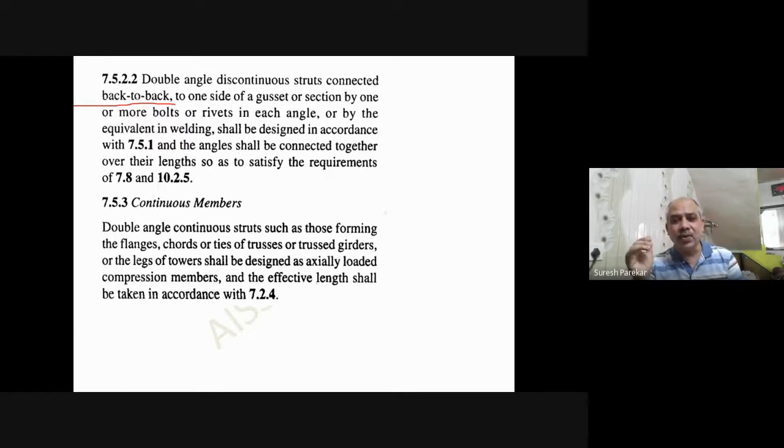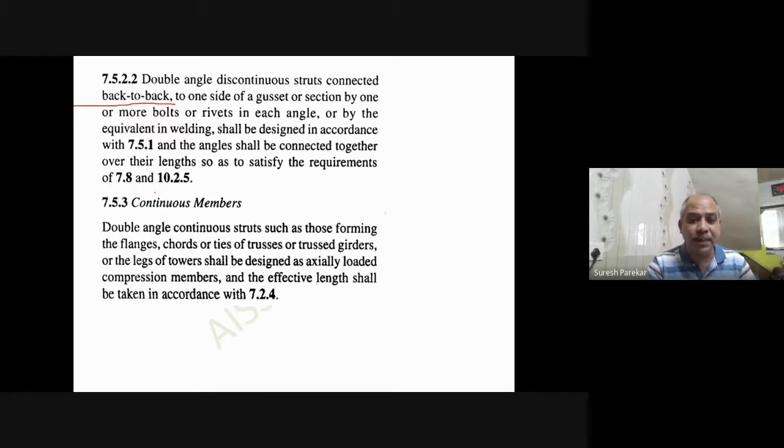But if we go to the trusses, in most of the cases we are going to connect this on the opposite side of the gusset plate. And here they have mentioned we have to use 7.5.1 and 7.5.1.1. They have clearly mentioned that for double angle we have to use clause number 7.1.2 to calculate the value of FCD. And these are the requirements which are related to your tag boards.